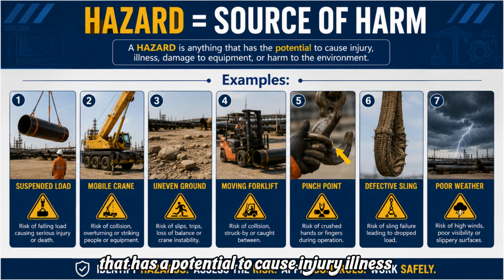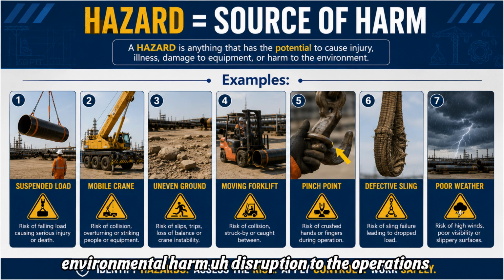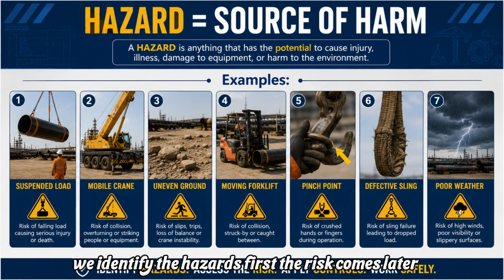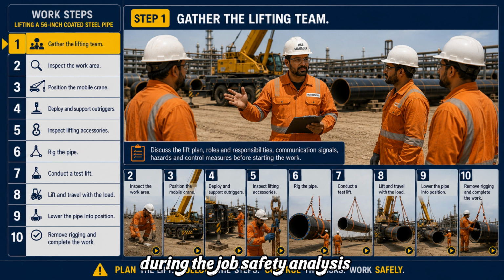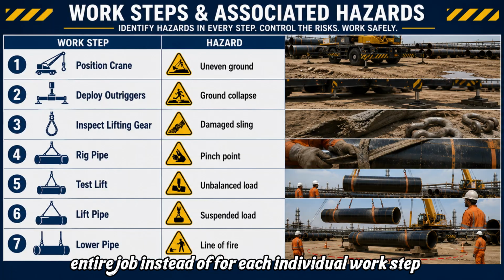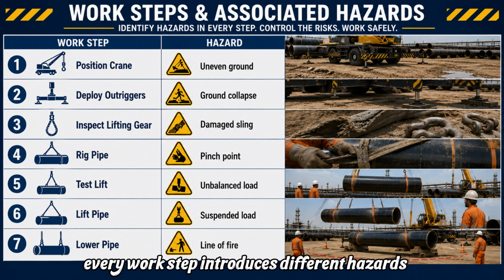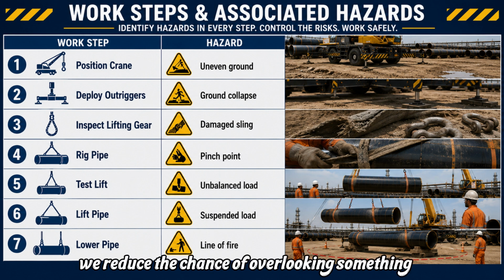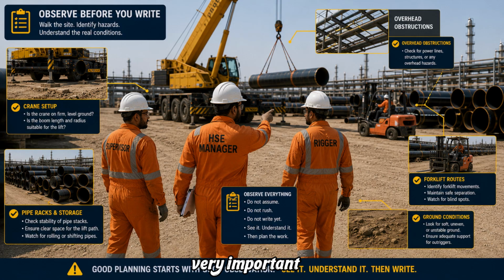A hazard is anything that has a potential to cause injury, illness, property damage, environmental harm, disruption to the operations, something like that. Remember, we identify the hazards first, the risk comes later. One of the biggest mistakes during the job safety analysis is identifying hazards for the entire job instead of for each individual work step. Every work step introduces different hazards. By analyzing each step separately, we reduce the chance of overlooking something very important.